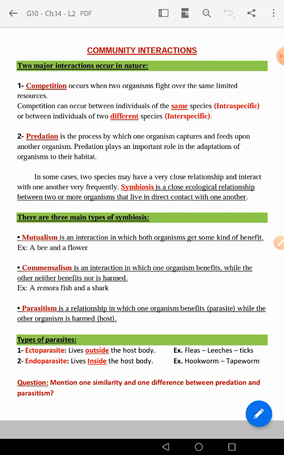The two types of parasites are ectoparasites and endoparasites. One lives outside and one inside. And these are the examples of both of them. I'm giving you a question at last to think about its answer. I'm sure that you will get the answer quickly.